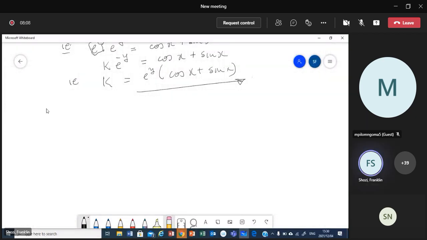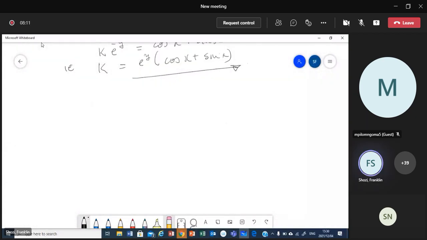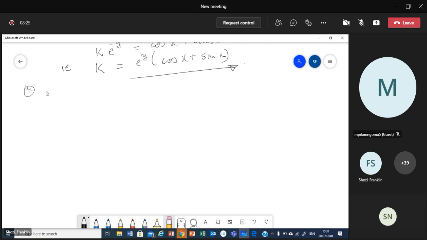Right. Let us see whether we can find another one. We are still on separating variables. Let's try this one. 4, 1 plus 2y dx plus 4 minus x squared dy equals to 0.